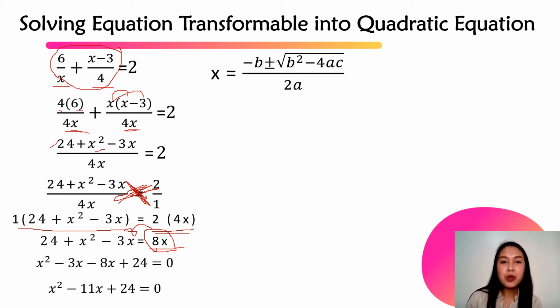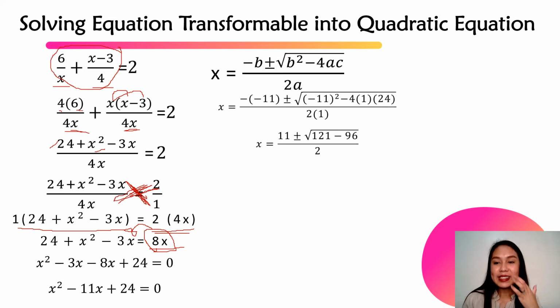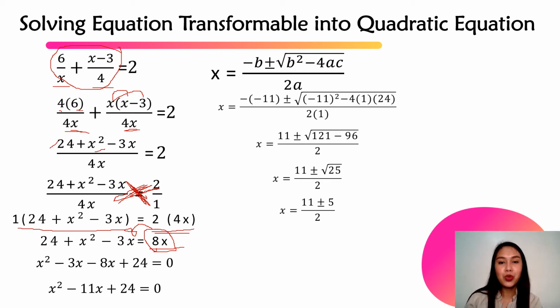So if we apply the quadratic formula, find the values of a, b, and c, and substitute them in the formula, we'll have negative of negative 11, plus and minus the square root of negative 11 squared minus 4 times 1 times 24, over 2 times 1. So the next step gives us 11 plus and minus the square root of 121, because negative 11 squared is positive 121, and 4 times 1 times 24 gives you 96. And over 2, of course, is from 2 times 1. We simplify it as 11 plus and minus the square root of 25 over 2. Applying the square root, we'll have 11 plus or minus 5 over 2.